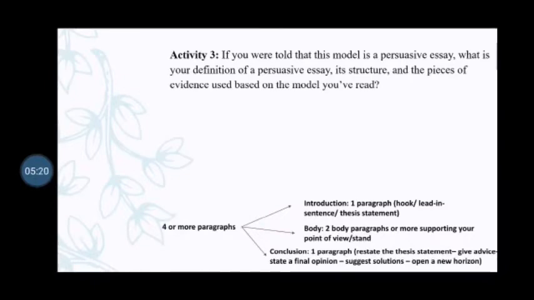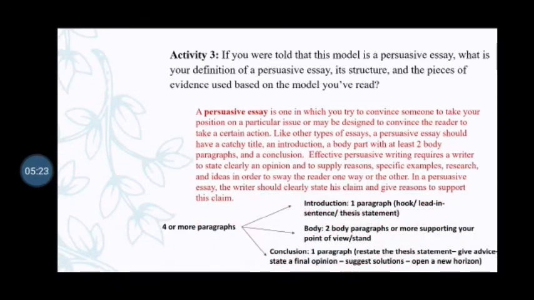Well, a persuasive essay is one in which you try to convince someone to take your position on a particular issue or may be designed to convince the reader to take a certain action. Like other types of essays, a persuasive essay should have a catchy title, an introduction, a body part with at least 2 body paragraphs, and a conclusion. Effective persuasive writing requires a writer to state clearly an opinion and to supply reasons, specific examples, research, and ideas in order to sway the reader one way or the other. In a persuasive essay, the writer should clearly state his claim and give reasons to support this claim.